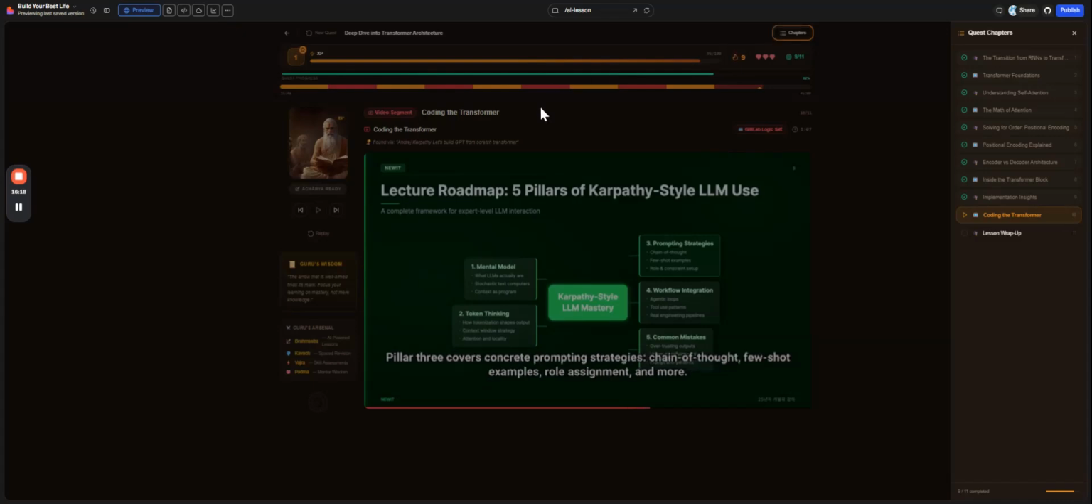Pillar 3 covers concrete prompting strategies, chain of thought, few-shot examples, role assignment, and more. Pillar 4 is workflow integration, how to embed LLMs into real engineering and research workflows rather than treating them as one-off tools. And Pillar 5 is recognizing and avoiding the most common expert-level mistakes. By the end of this lecture, you will have a systematic, repeatable approach to getting expert-grade output from any frontier model.